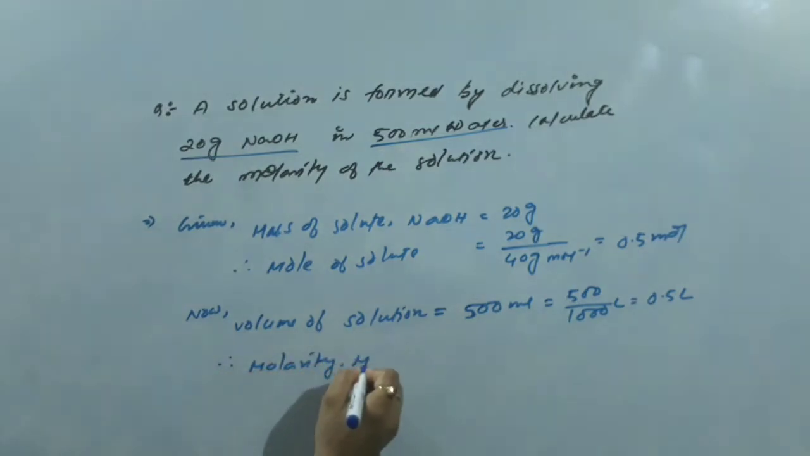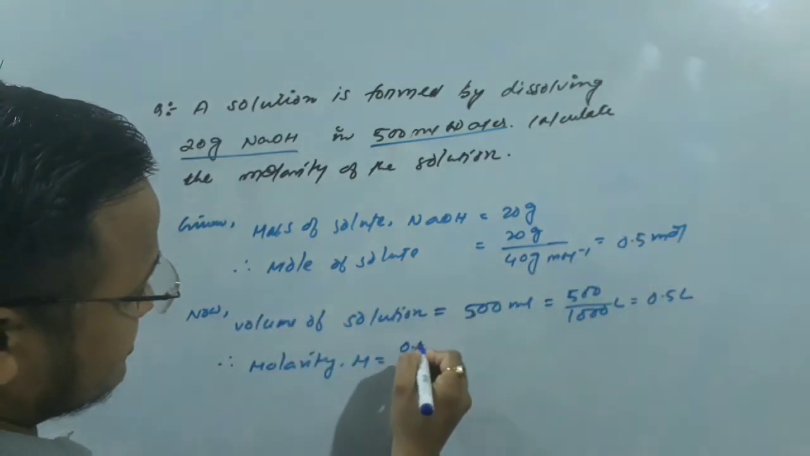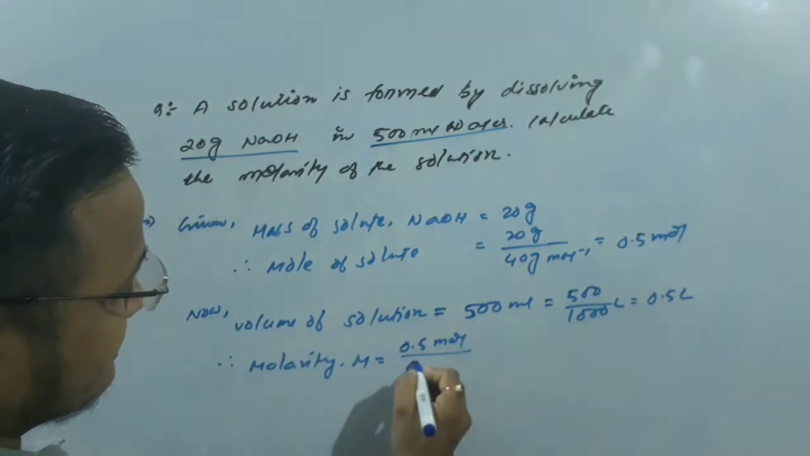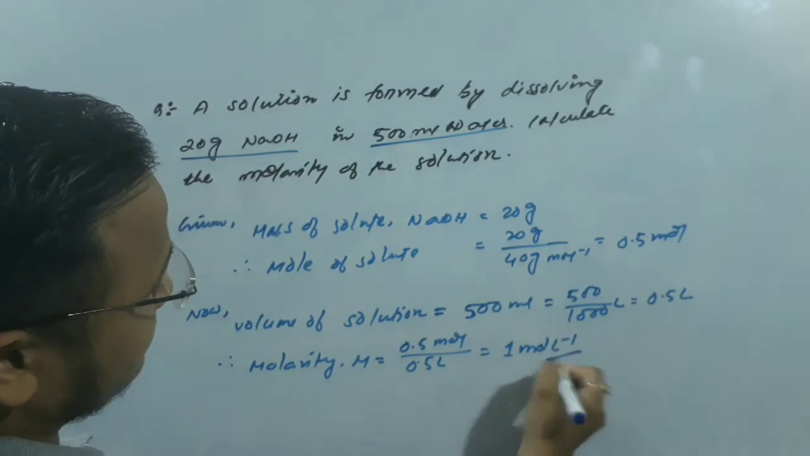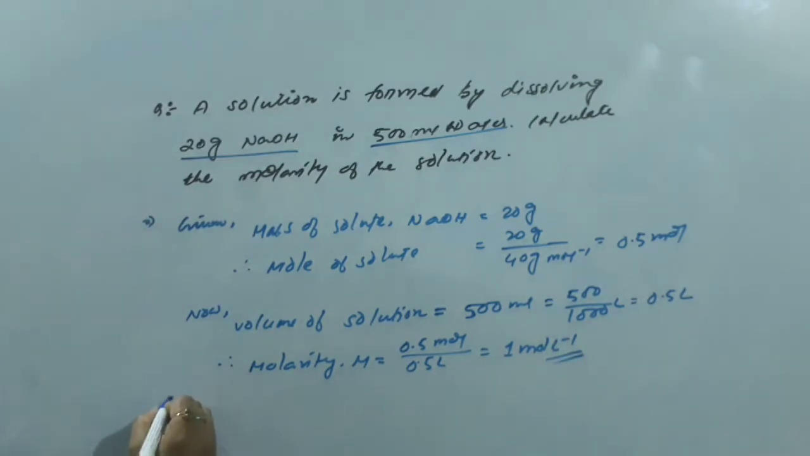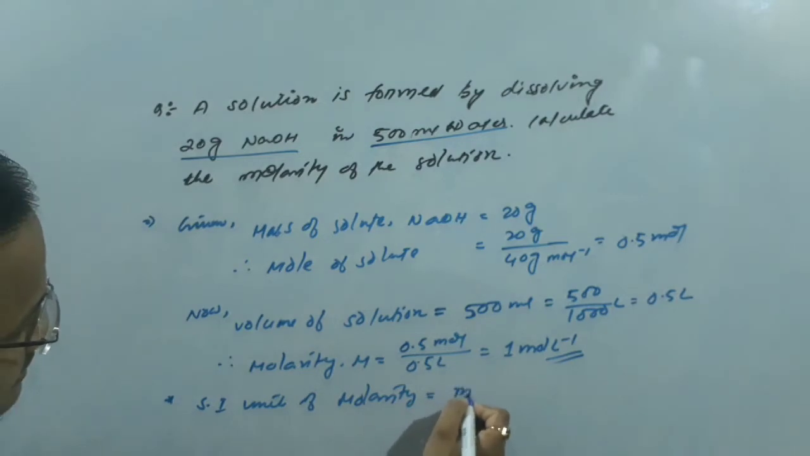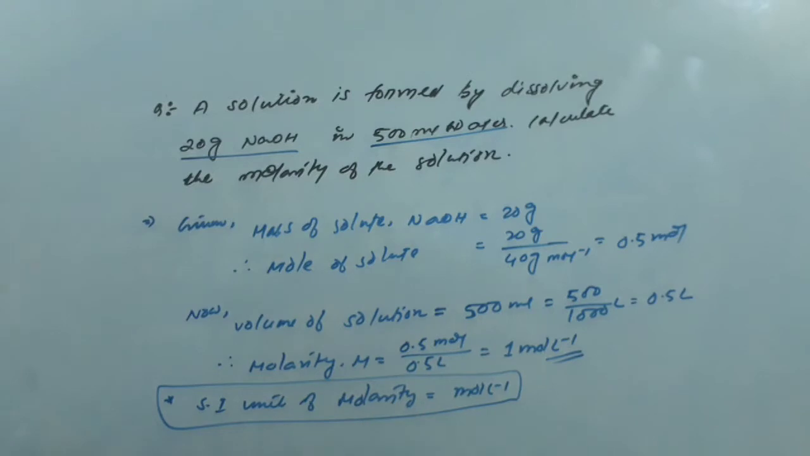So therefore molarity, capital M, equals mole of solute. So what is the amount of mole of solute? 0.5 mole, right? Divided by volume of solution, which is 0.5 liter, which is equal to 1 mole per liter. So what I can say here is that the SI unit of molarity is mole per liter. So this is another point which we have to remember here.